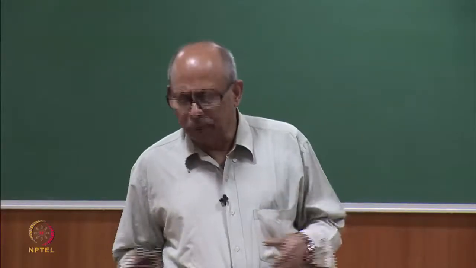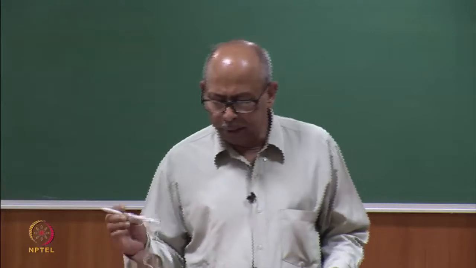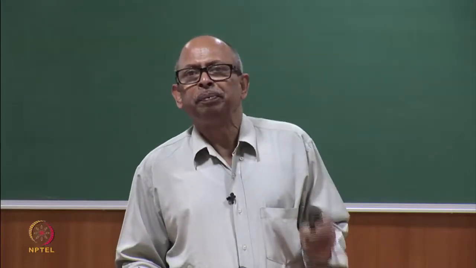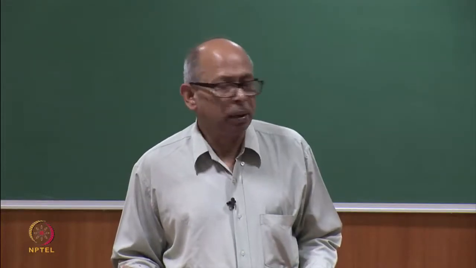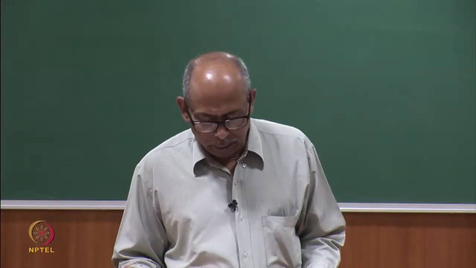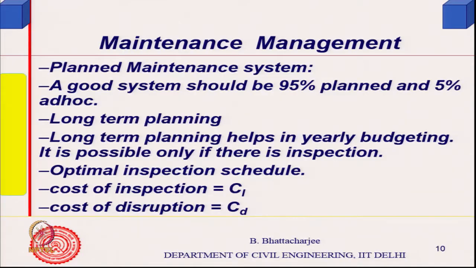So, continuing from what we have done, basically finding out the periodicity of replacement, you can actually plan the maintenance, right. But one thing that is an integral part is the inspection. So, planned maintenance should be 95%, or a good maintenance system will be 95% planned, and 5% should be based on contingency, or what we call ad hoc.